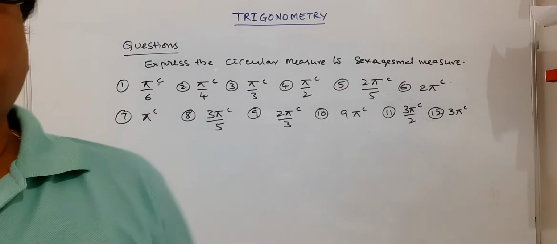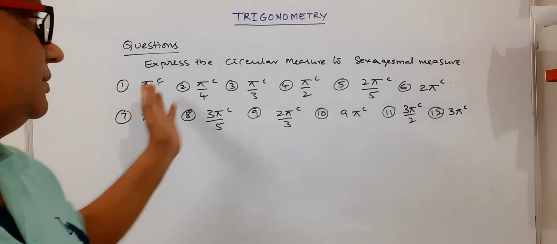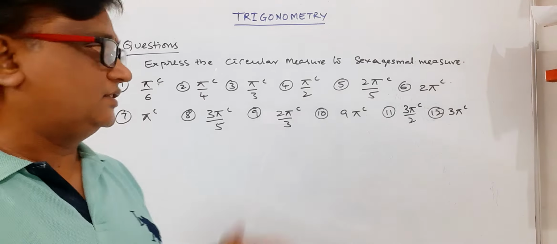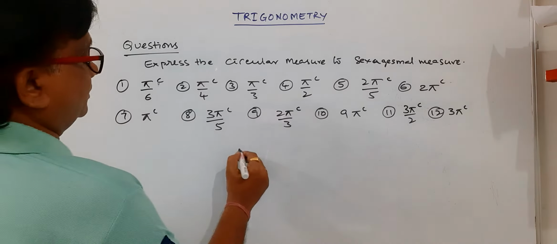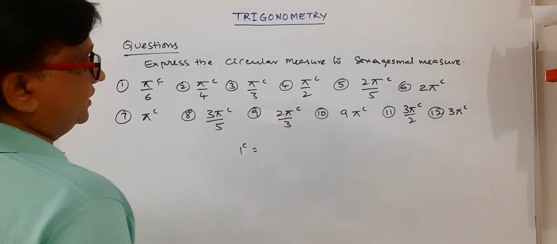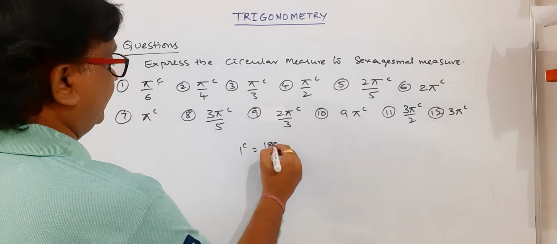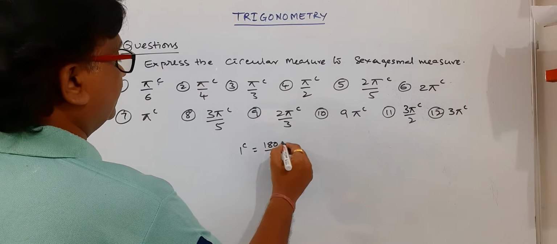Okay, now in this question, express the circular measures in sexagesimal measures. Here you know that, as I already told, 1 radian equal to 180 by pi degrees.